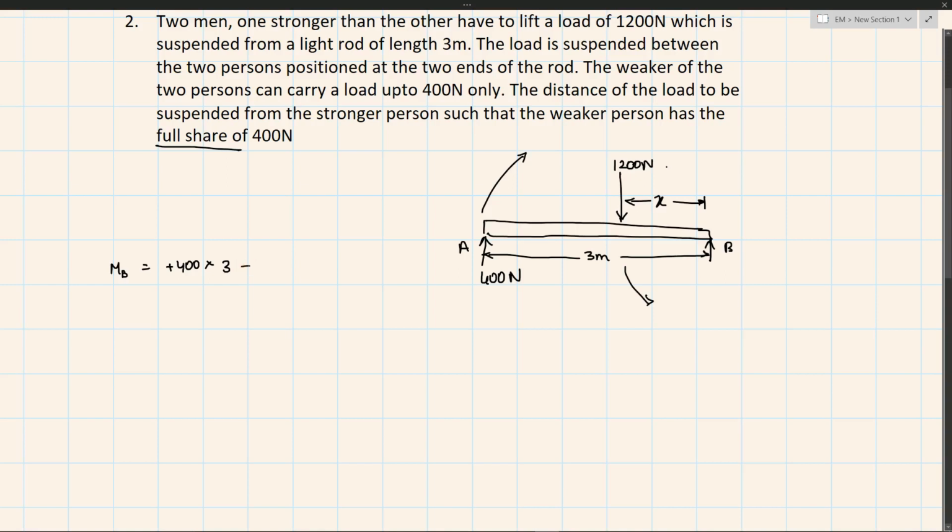So this would be turning in the opposite direction, so we'll have minus 1200 into x, the perpendicular distance is x. Since they are just carrying the load, the net moment about B would be equal to 0. So 0 is equal to 1200 minus 1200x. Therefore x would be equal to 1 meter.